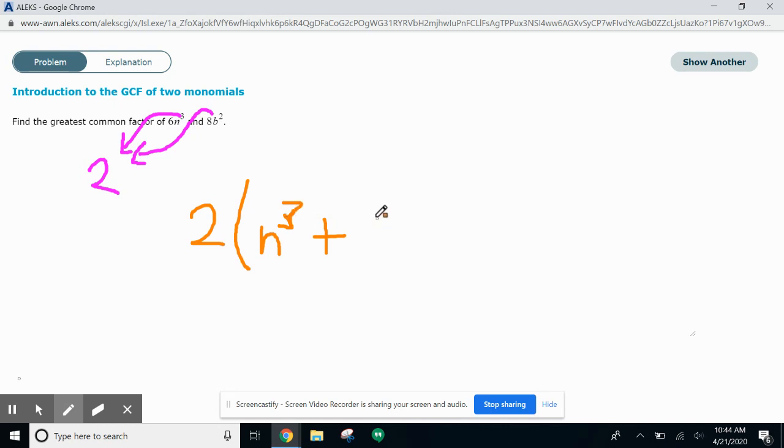Oh, way better now. And, oh geez, I got to draw another 3. I forgot about this 3. I got too obsessed with my beautiful 3. 4b squared. Now I have this term here, 3n to the third stayed from the first term. In this term, 8 divided by 2 became 4, and b to the second power stayed.